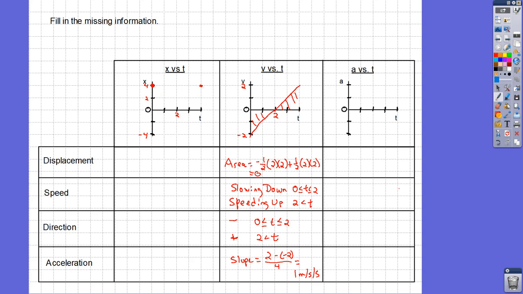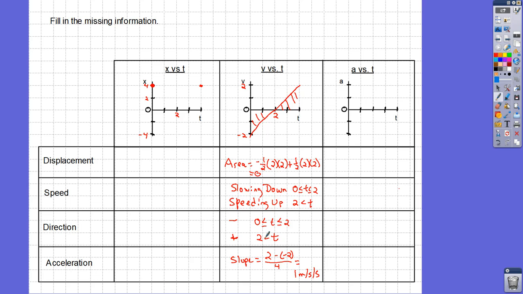Okay. If we look at this, so the velocity is constantly changing. So this is slowing down because the velocity is getting closer to 0. So it's slowing down for the first 2 seconds and then speeding up for the last 2 seconds. And we know it is traveling in the negative direction for the first 2 seconds in the positive direction. So we have slowing down in the negative direction and then speeding up in the positive direction.